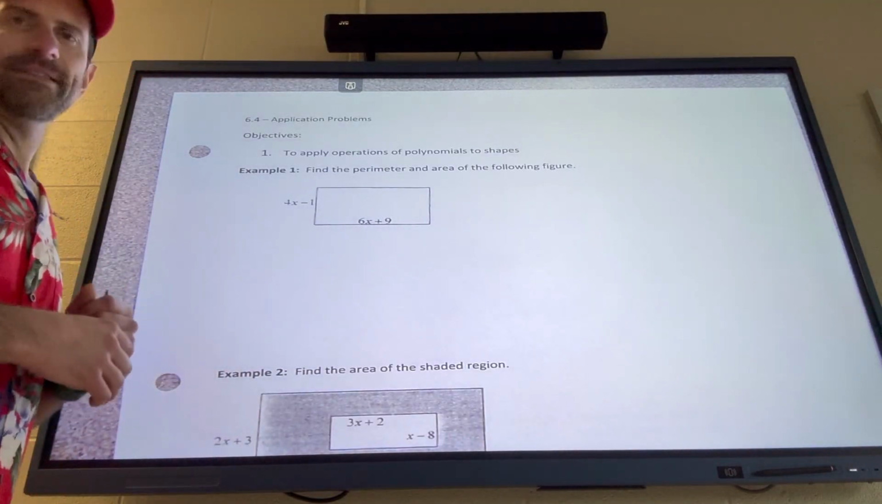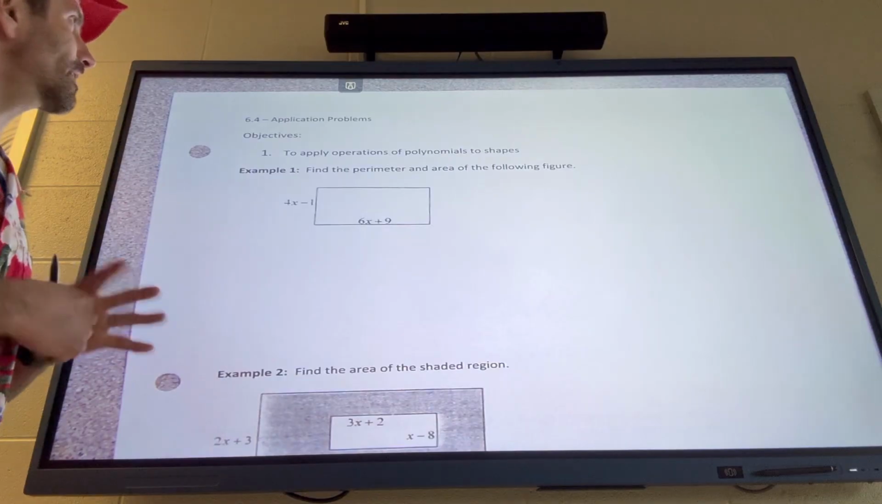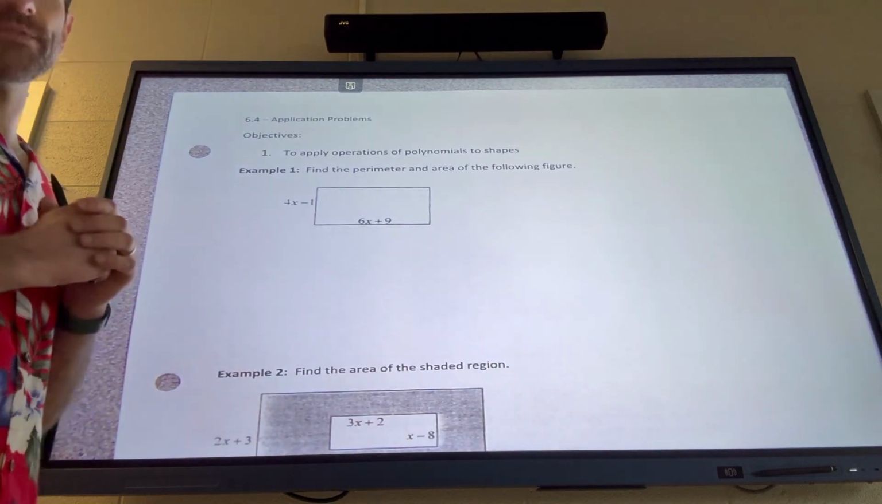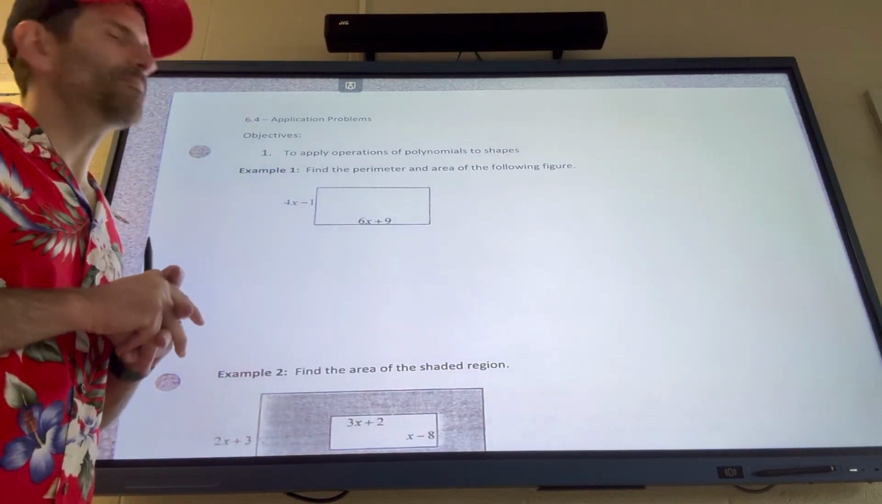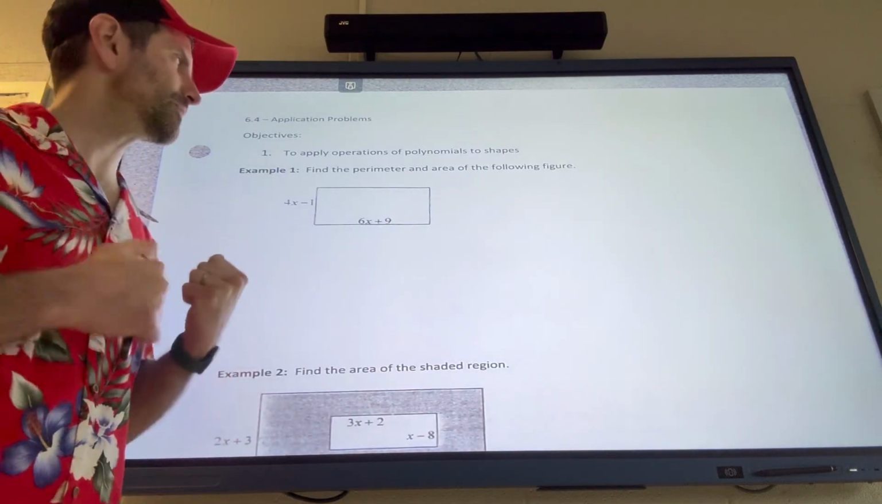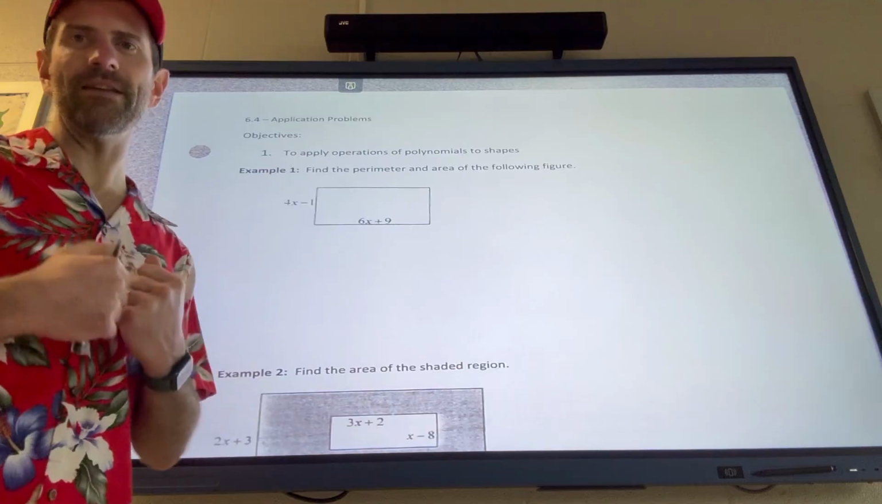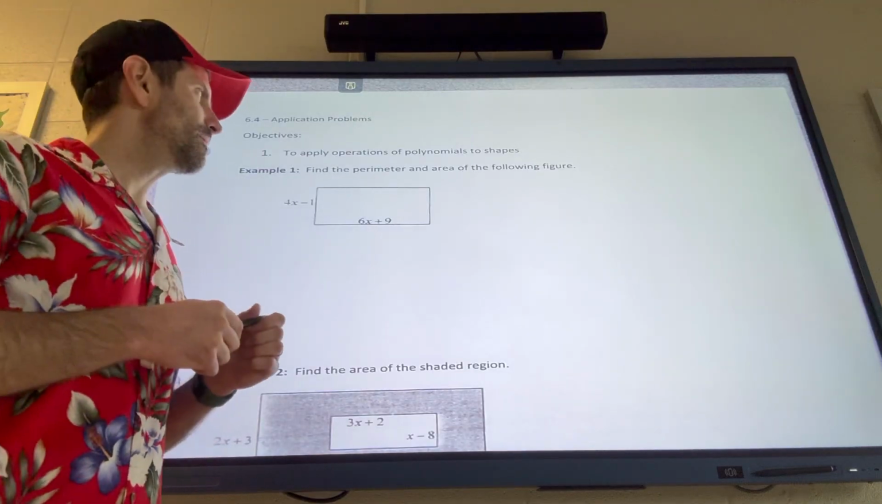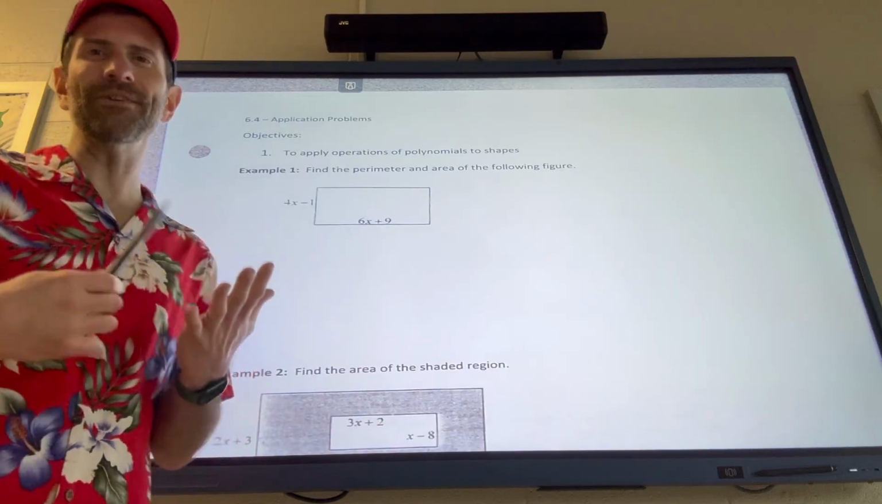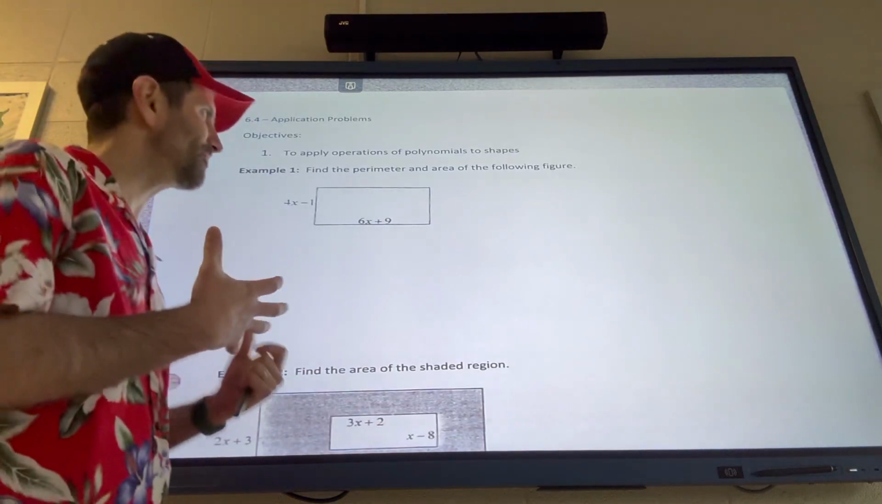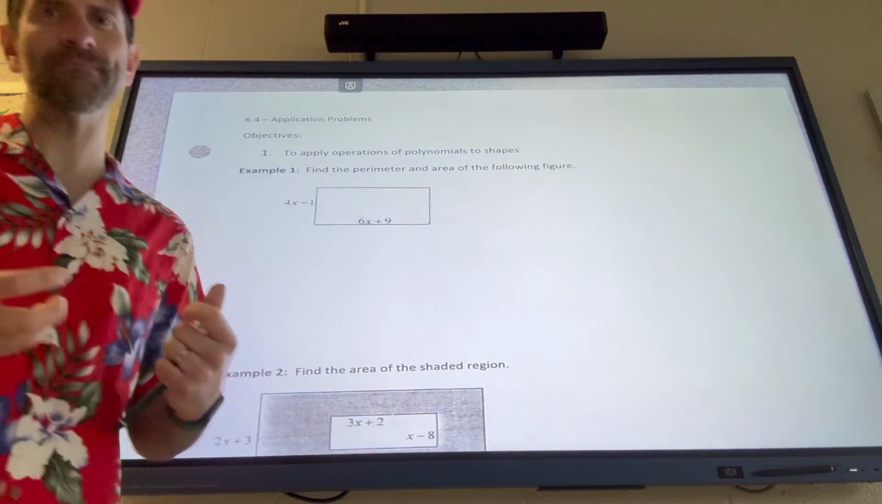Hello, Algebra 1. Today we're going to be looking at application problems for polynomials. And what we're going to focus on in particular are rectangles. So we need to review perimeter and area. So how do you find the perimeter of a shape?